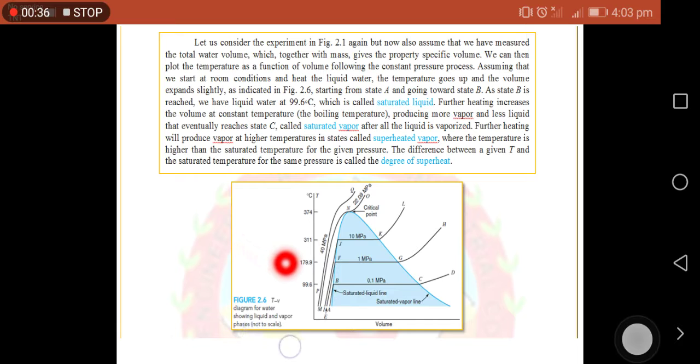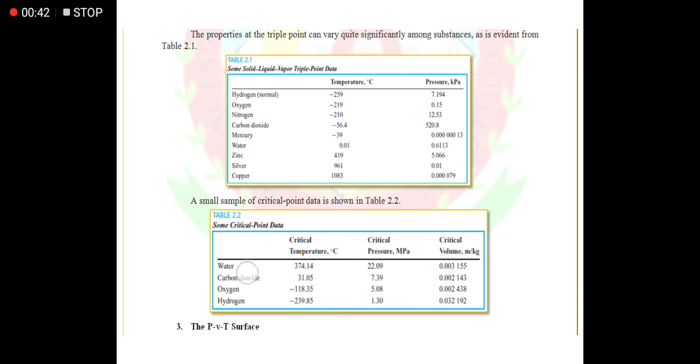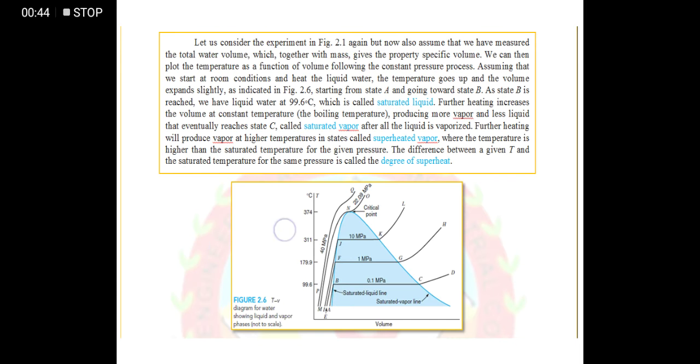So, what do you mean by this graph, no? The meaning of this graph is that at a certain pressure, there will be a relationship between temperature and volume. For example, we have here 0.1 megapascal. The relationship between temperature and volume is from this point A up to point B, up to point C, and up to point D. Now, what do you mean by this point here?